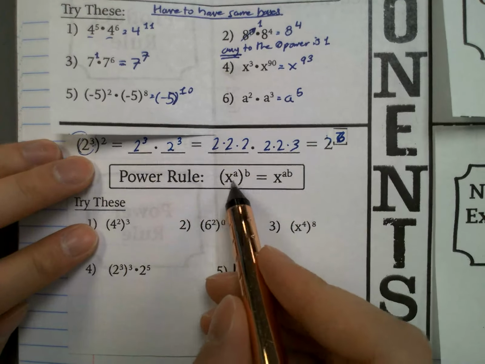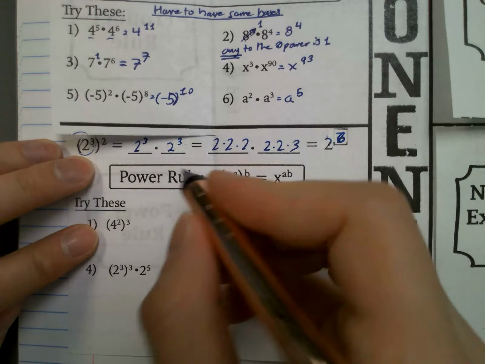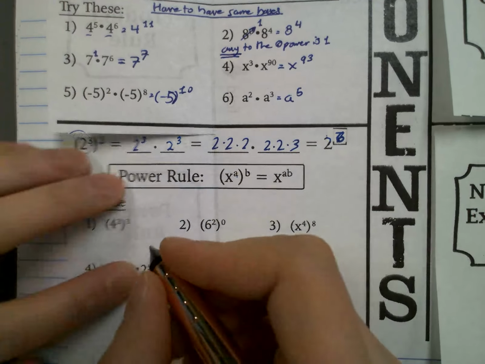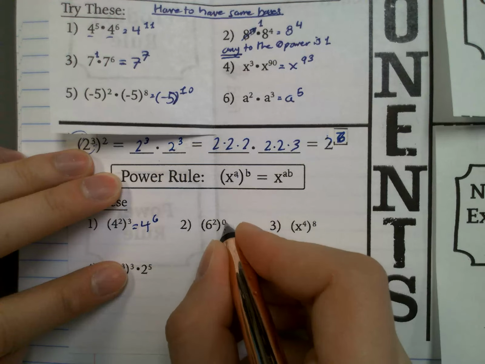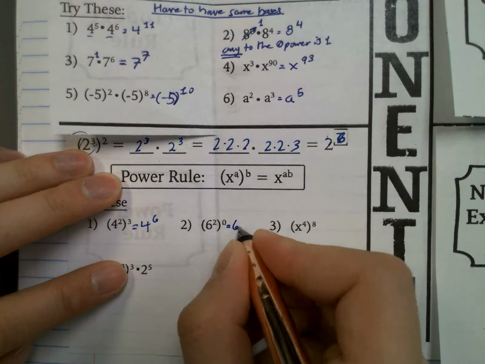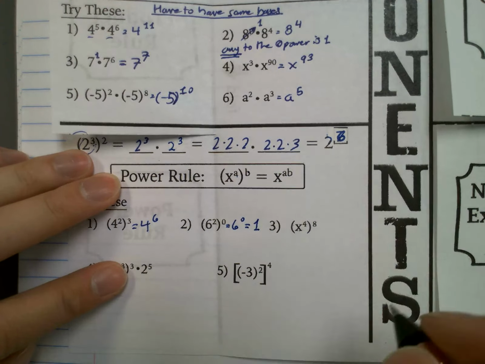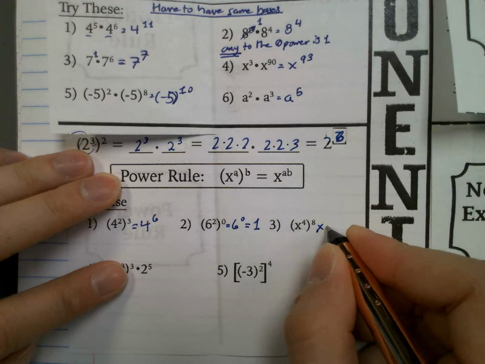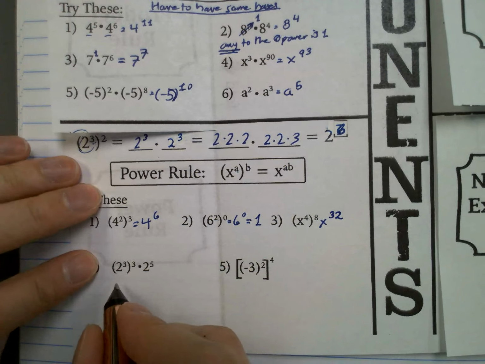So the power rule basically states that x to the a, to the b, means x to the ab. Whenever you see a power to a power, you're just multiplying the two powers together. That's it. So you would do 2 times 3, which is 6. 6 to the 2 times 0. 2 times 0 is what? 0. What's 6 to the 0? 1. Okay. x to the 4 and 8th. So what is 4 times 8? 32.